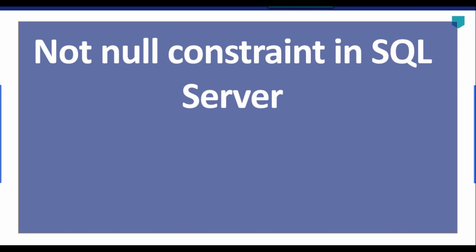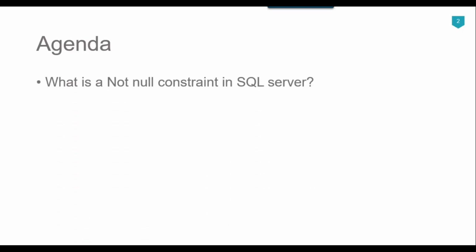constraints in SQL Server. So the agenda of today's video tutorial is what is a not null constraint in SQL Server and how to add the not null constraint. Before we dive in, let's first understand what is a not null constraint. In SQL Server, a not null constraint is a rule that specifies that a column must contain a value. This means that the column cannot be null.